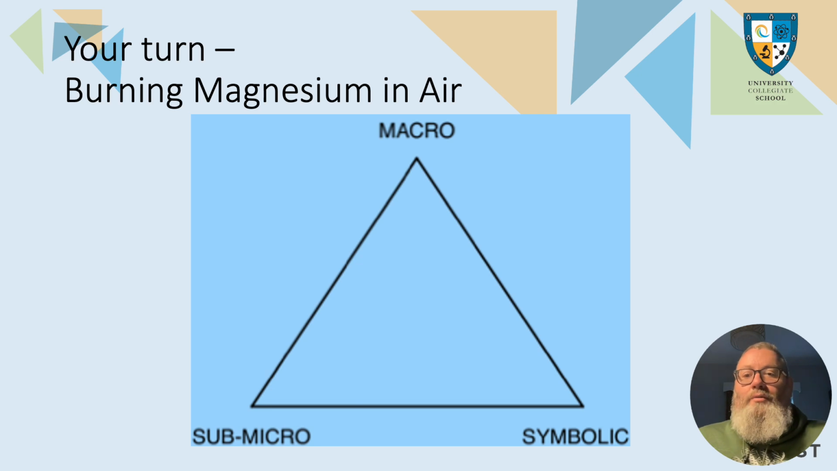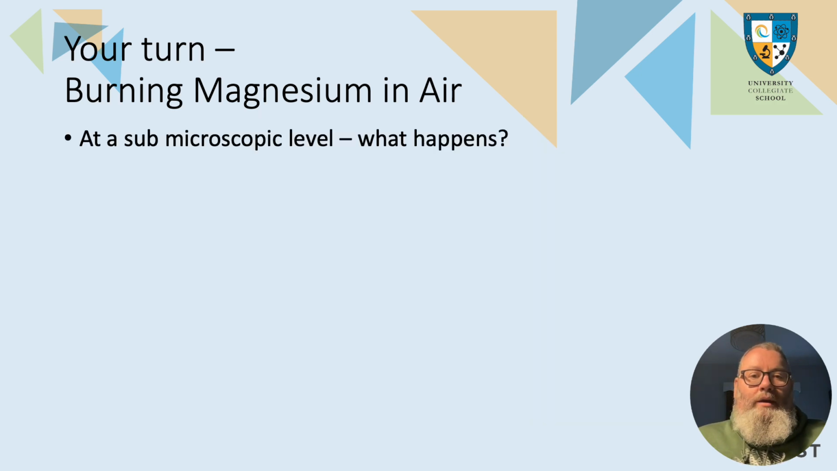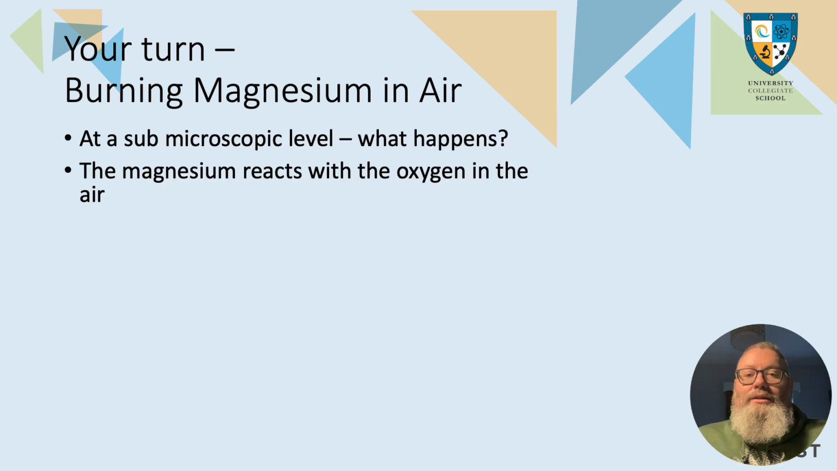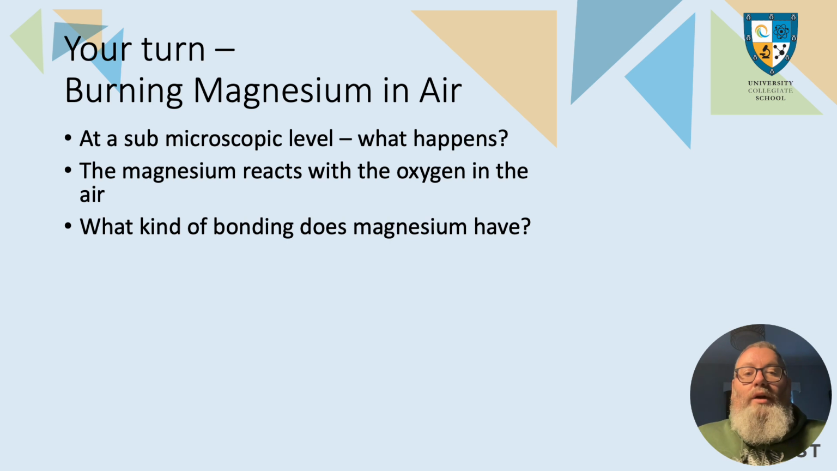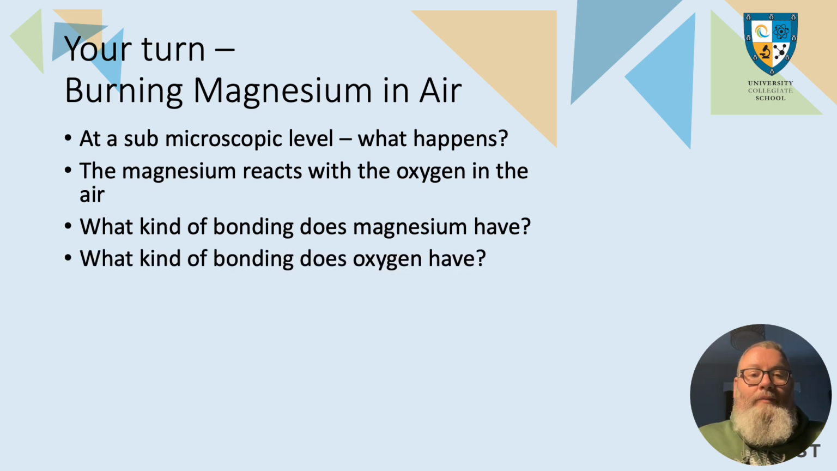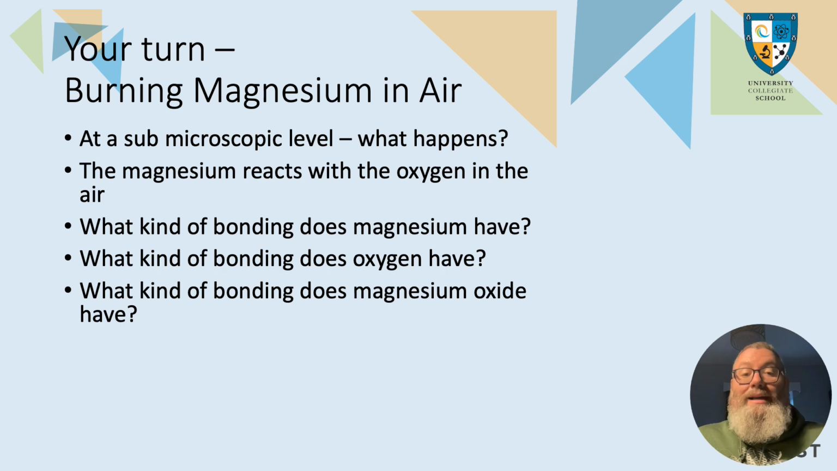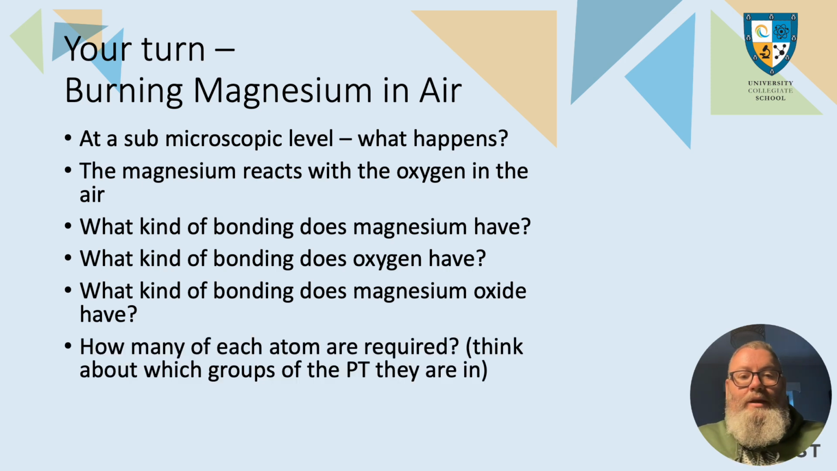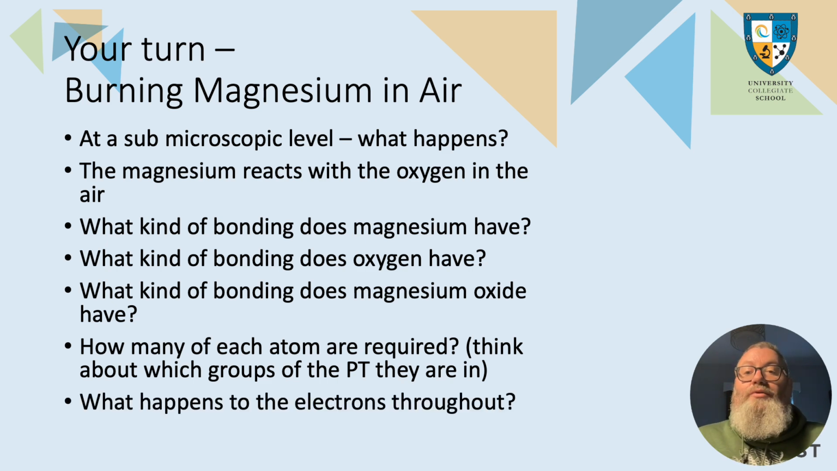Next, we're looking at the submicroscopic level. What happens? So the magnesium reacts with the oxygen in the air to form magnesium oxide. We've already established this. You need to think about what kind of bonding magnesium has, what kind of bonding oxygen has, and what kind of bonding magnesium oxide has after the reaction. How many of each atom are required? So think about the groups of the periodic table that they're in. And what happens to the electrons throughout this process? Pause the video now, have a think about this, and come back when you're ready.